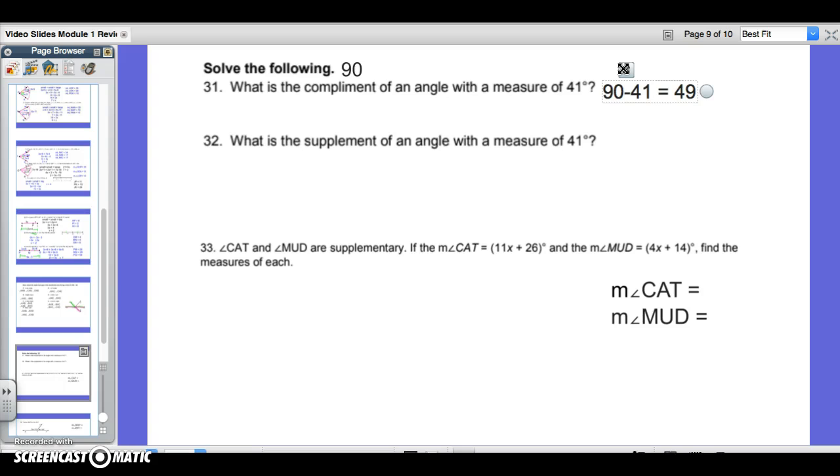49 degrees. Now this one says, what is the supplement of an angle with a measure of 41 degrees? And supplement makes me think of 180 degrees. So then to solve this question, you're doing 180 minus 41, and you get 139 degrees.